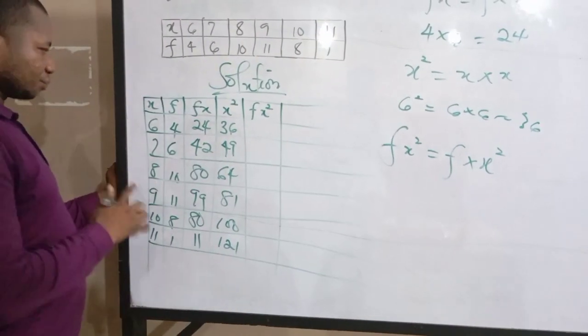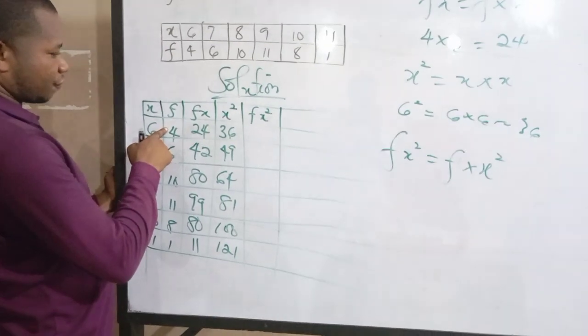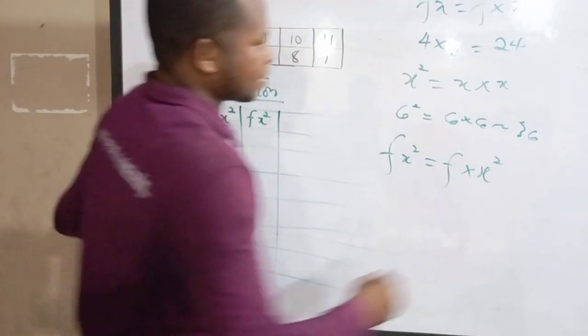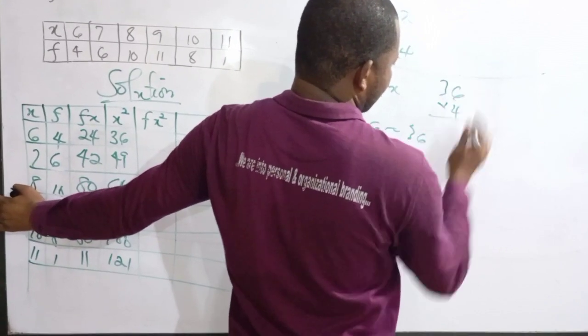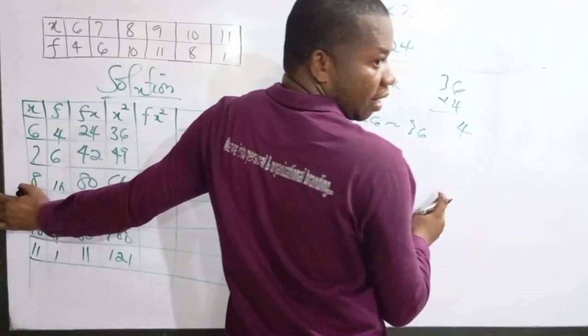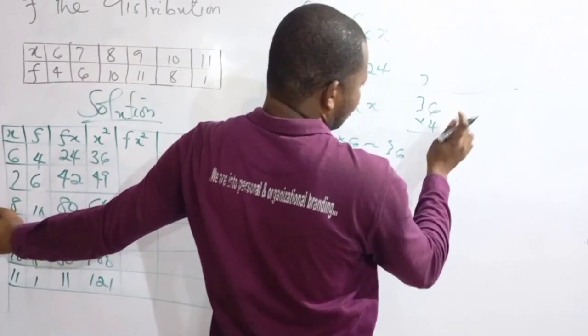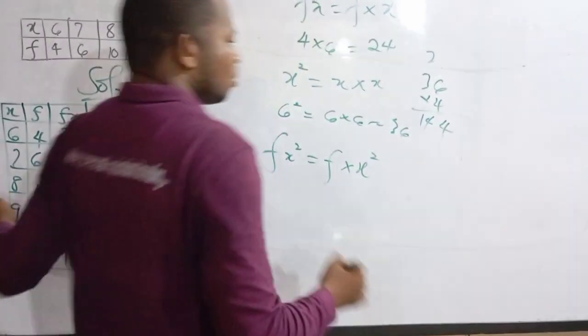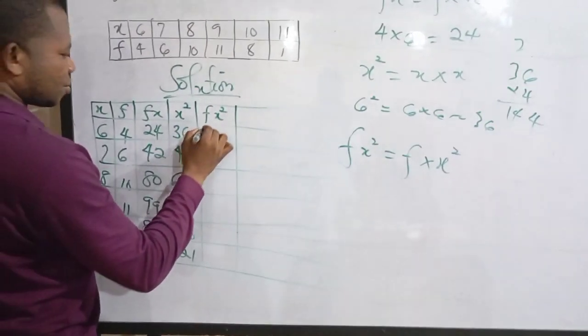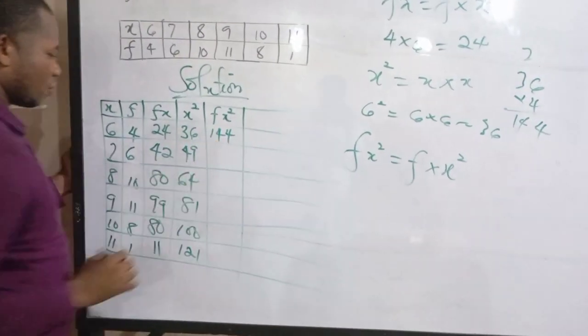Now let's go. F, which is 4 times 36. 36 times 4 gives me what? 4 times 6, 24. Write 4, carry 2. 4 times 3, 12. 12 plus 2, 14. So 144. This one gives me 144.